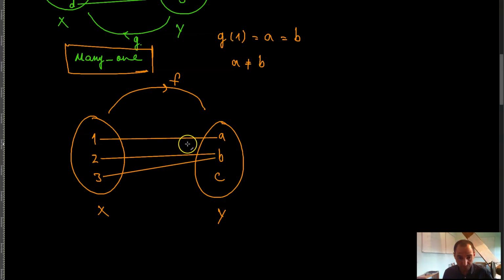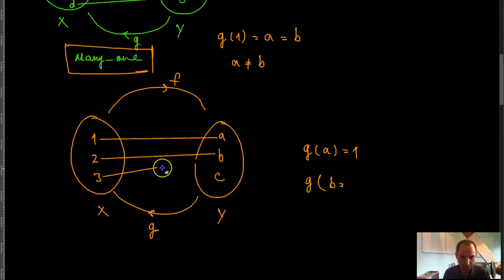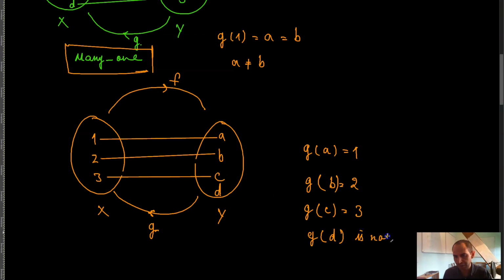But of course, if I want to get back from these elements back to here, meaning that if I define some function g to get me back from Y to X, you can see that g of a is 1, g of b is... there is a problem here. Let's suppose that, for example, this is of course not the case, so the function is not 1-1. So let's suppose that there is some element d over here and 3 is mapped to c. So g of b is equal to 2 and g of c is equal to, for example, 3, but then g of d is not defined, right?